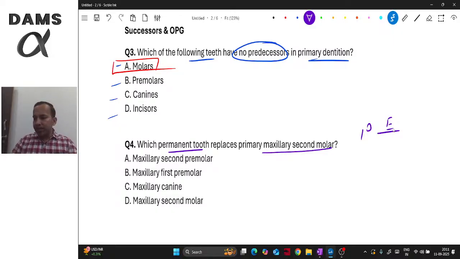It will be maxillary second premolar, maxillary first premolar, maxillary canine, or maxillary second molar. Obviously, premolars replace the molars, and the second molar would be replaced by the second premolar, isn't it? So option A is the correct answer here, right?